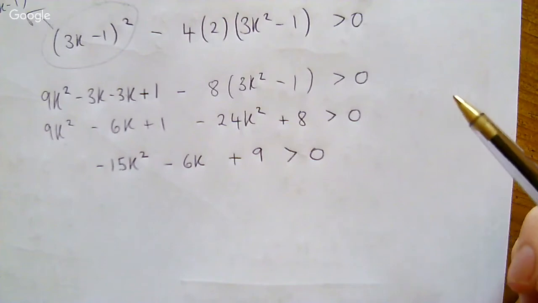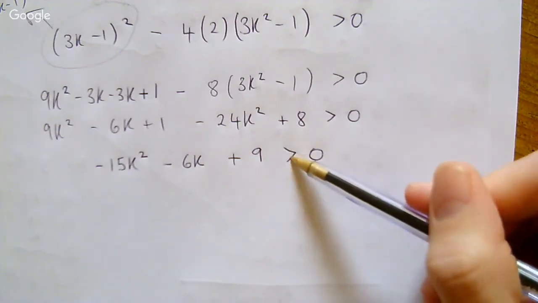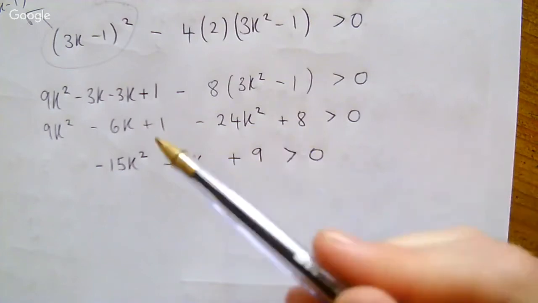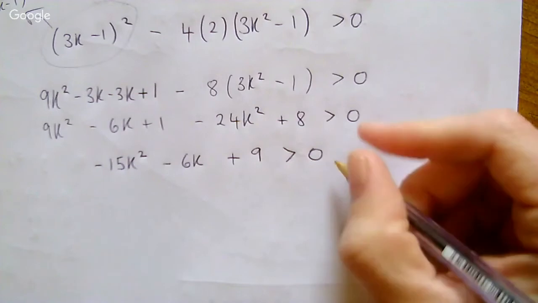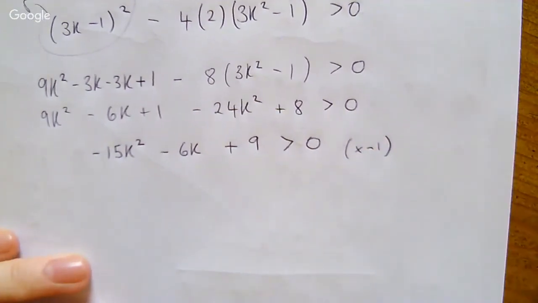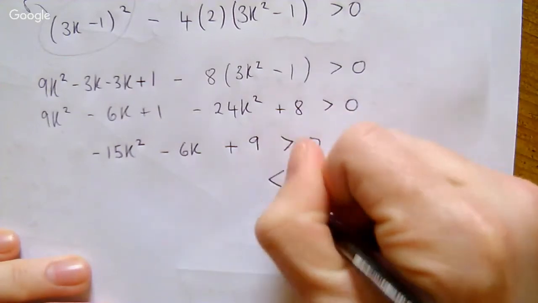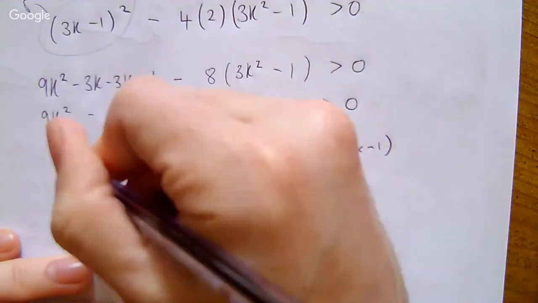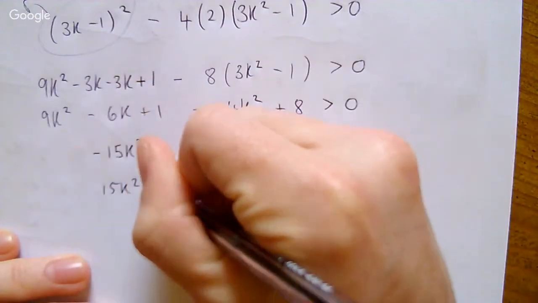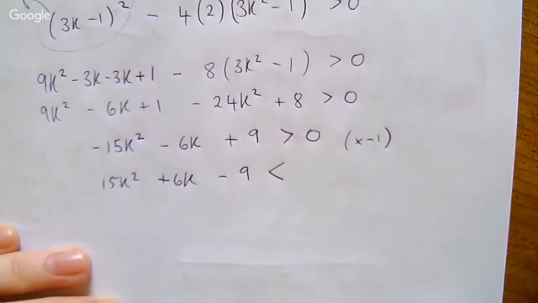Okay, starting to look like what they had now. Do you notice how my greater than sign is the opposite way around to theirs? And that's really good news because my k squared is minus. So what I'm going to do is times everything by minus 1. But with your rules of inequalities, you should remember that if you times by a minus with an inequality sign, it will flip its sign straight away. So that is going to give me 15k squared plus 6k minus 9.